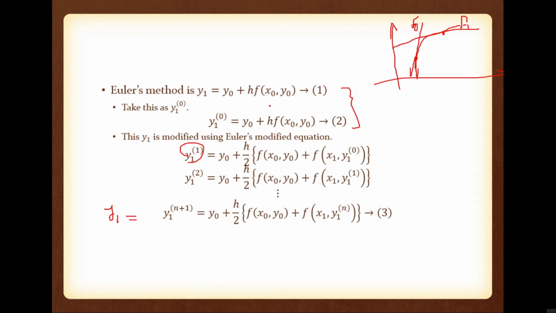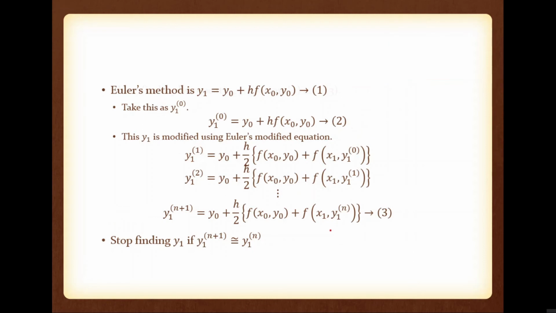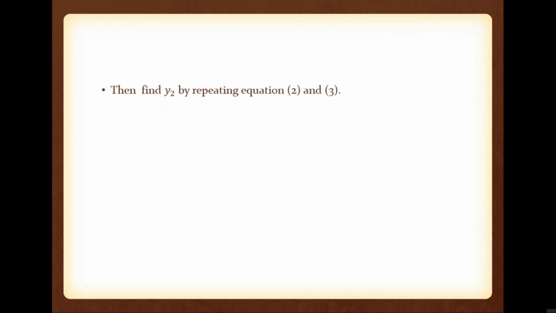So y2 is equal to y1 plus h into f of x1 comma y1. Then take it as y2 of 0. Then you have to repeat this process. Okay. So stop finding y1 if y1 of n plus 1 is equal to y1 of n. Then you have to find y2 by repeating step number 2 to step number 3. Okay. So I think through a problem you can understand this modified Euler's method. I am not asking whether you understood or not.